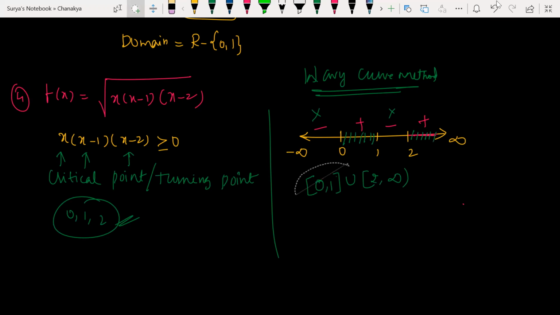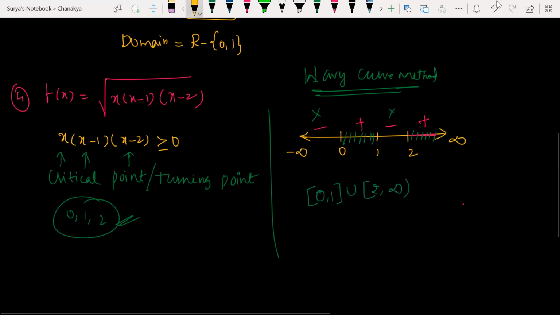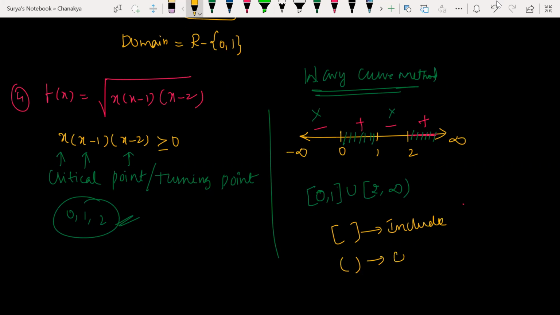Let me explain again. Listen carefully. Everyone try to understand how I wrote this. Guys, here you can use either an open bracket or a close bracket. A close bracket is nothing but I can include that value. An open bracket is nothing but I cannot include that value.